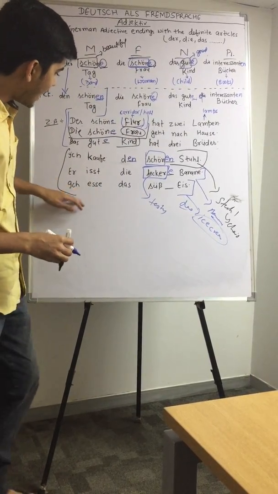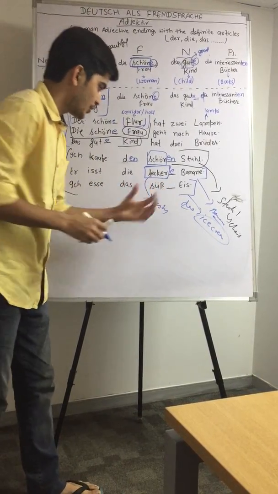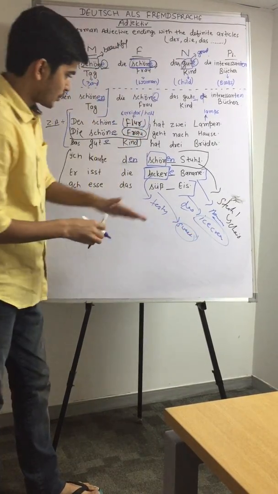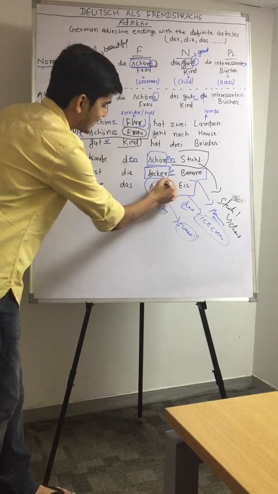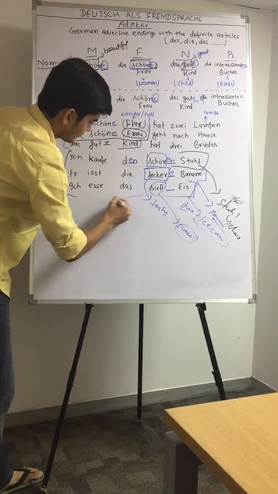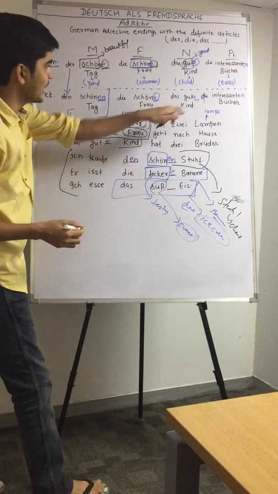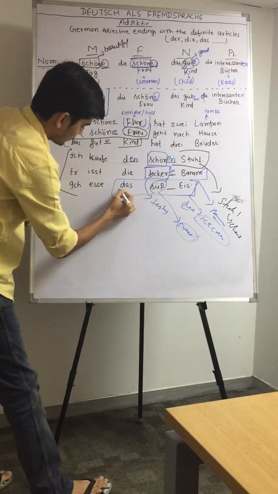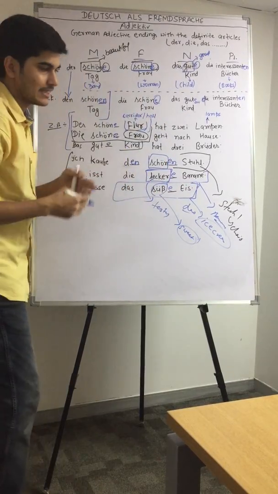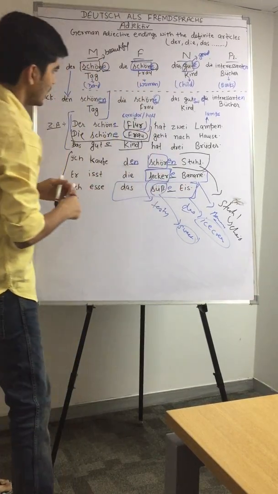So, Ich esse das süße Eis. Süß means sweet. So süß is our adjective. And what will be the adjective ending in case of accusative neuter? The ending will be e. So Ich esse das süße Eis.